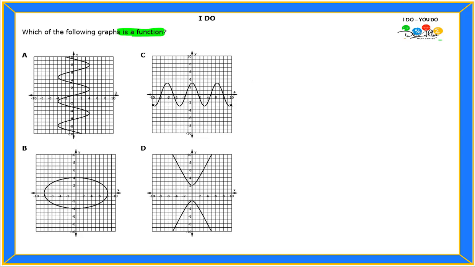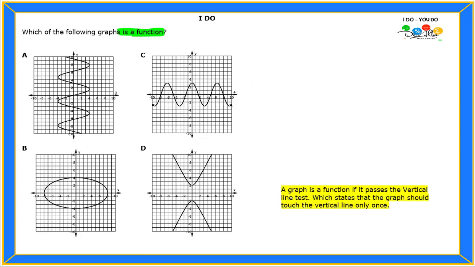So for this problem, we're going to use the vertical line test, okay? And the vertical line test says, and I have it right here, so let's see what it says in here. A graph is a function if it passes the vertical line test, which states that the graph should touch the vertical line only once. Okay, so I am going to draw a vertical line.